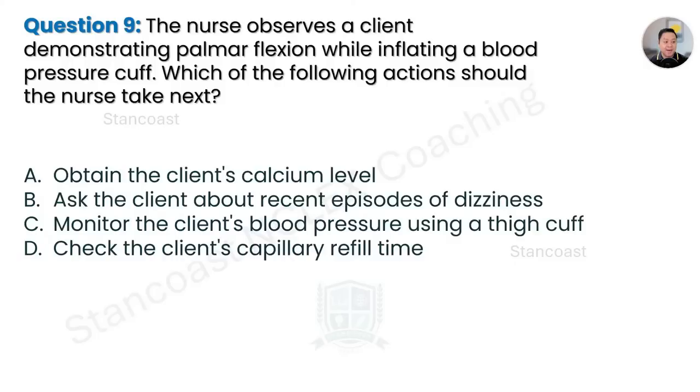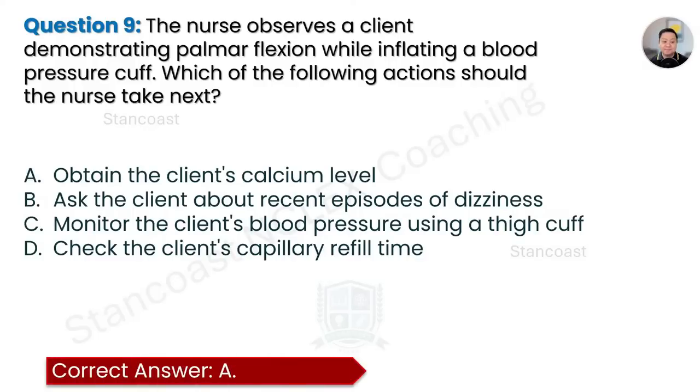Let's have number 9. The nurse observes the client demonstrating palmar flexion while inflating a blood pressure cuff. Which of the following actions should the nurse take next? A, obtain the client's calcium level. B, ask the client about recent episodes of dizziness. C, monitor the client's blood pressure using a thigh cuff. And D, check the client's capillary refill time. The answer is letter A.